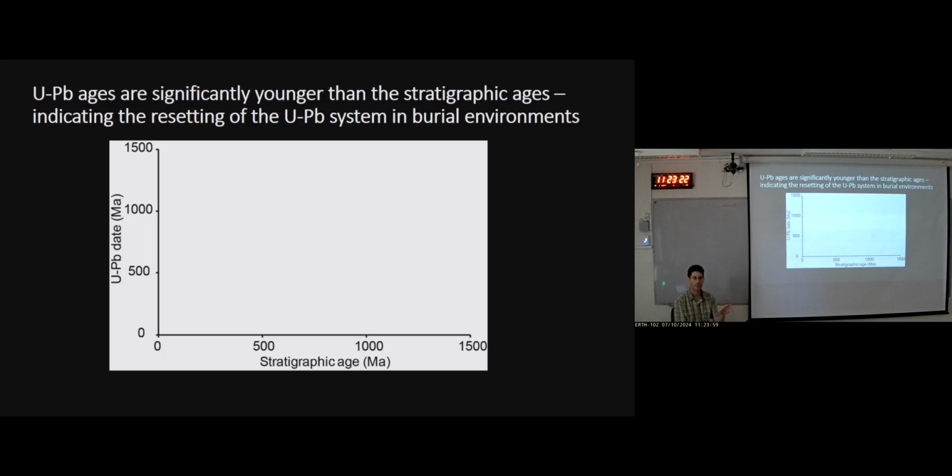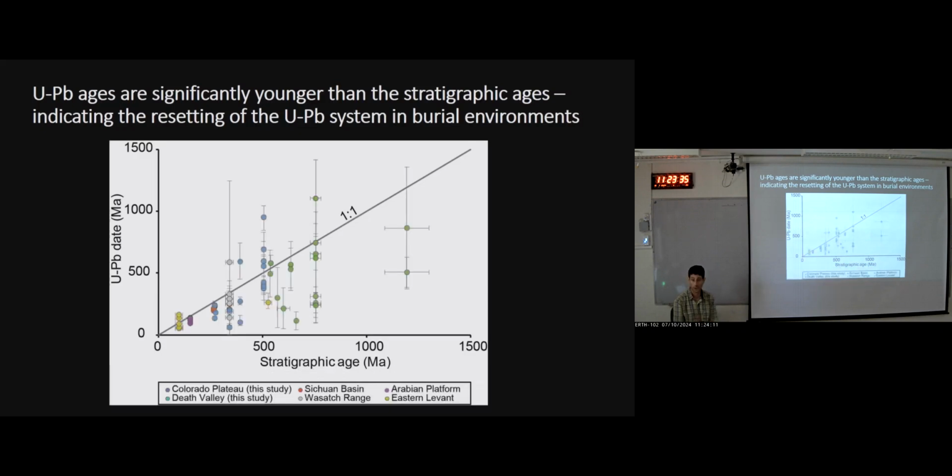If these dolomites have formed at the surface and the uranium lead system remained closed since nothing else happened, we expect them to plot on a 1-to-1 line. And they don't. They really don't. Most of them are just too young. We have uranium lead ages that plot below the 1-to-1 line. Sometimes they are younger by hundreds of millions of years. Other times, like tens of millions of years.